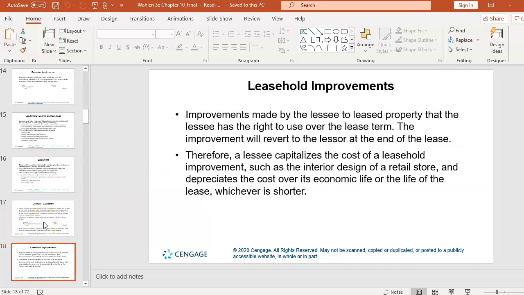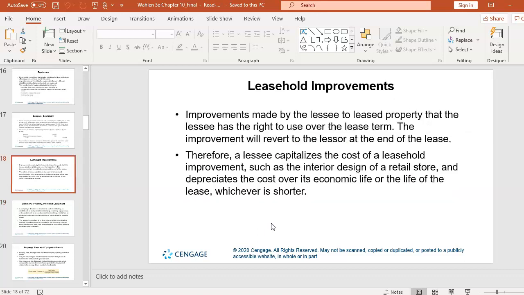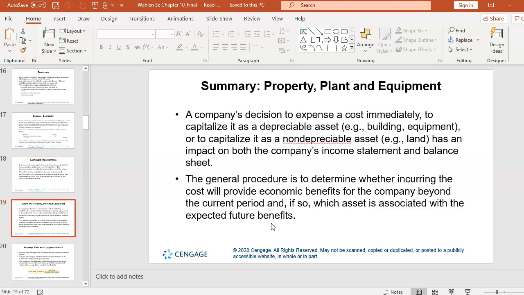And I mentioned what a leasehold improvement is, and what we have to look for with leasehold improvements. It says economic life or the life of the lease, whichever is shorter, and probably the life of the lease is shorter. So we have to be careful about that too. With leasehold improvements, it's not the life of the asset; it's probably the length of the lease that's going to drive the years that we use to depreciate over.